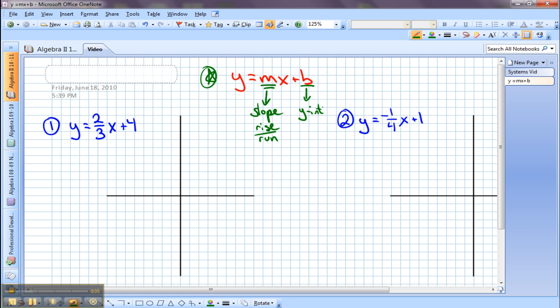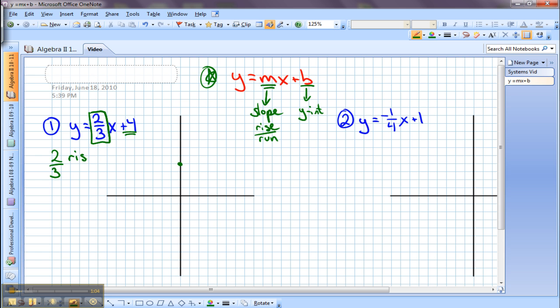In example number 1, we have y equals 2/3 x plus 4. So the first thing we're going to do is mark our y-intercept. In this case, it is a positive 4. So we will go to positive 4 on the y-axis. Our slope is the coefficient of x, and we are going to use that next. In this case, our slope is 2/3.